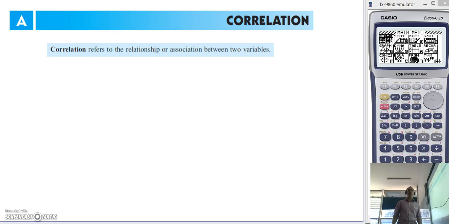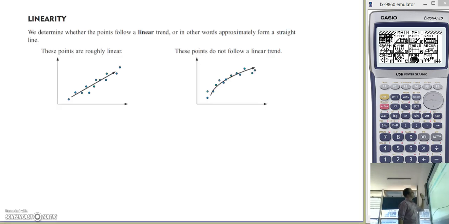In this video, we're going to have a look at correlation. And correlation refers to the relationship between two variables. So, for correlation to exist, we have to have linear relationships. So you can see here, we've got a straight line, so linear meaning straight line. We can say that they are roughly linear.